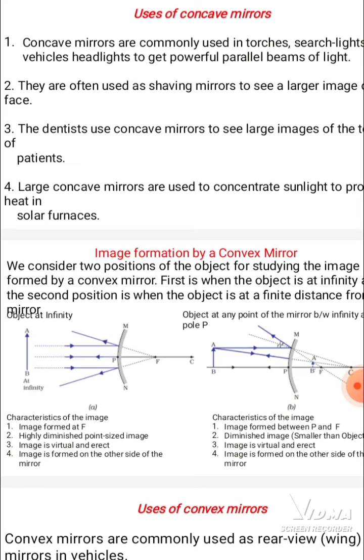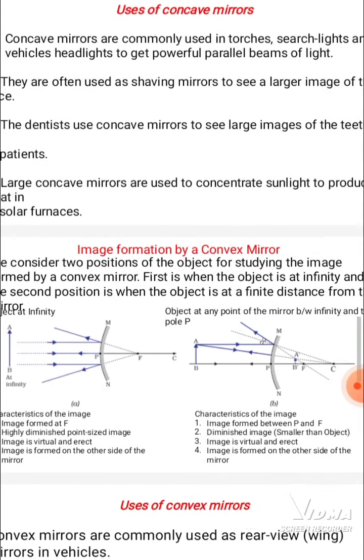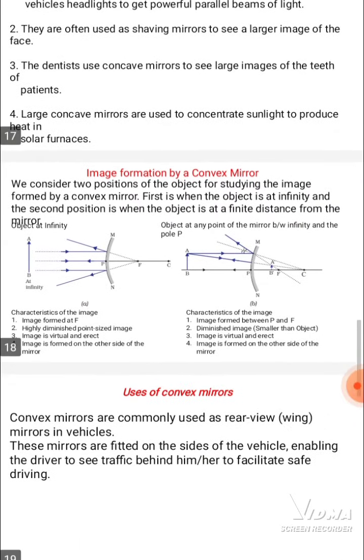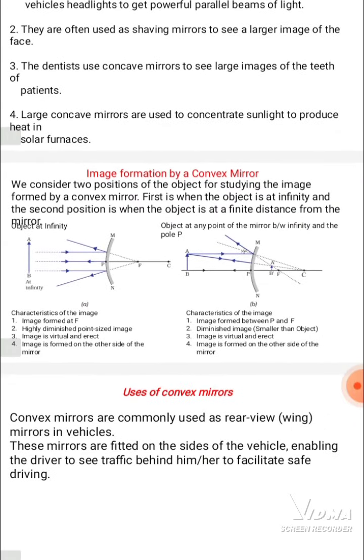Then the other use is that they are used as shaving mirrors to see a large image of the face. So the type of mirror used for shaving is actually the concave mirror. The third one is that dentists use concave mirrors to see large images of the teeth of their patients. And the fourth one, they are also used to concentrate sunlight in order to produce heat in solar furnaces.